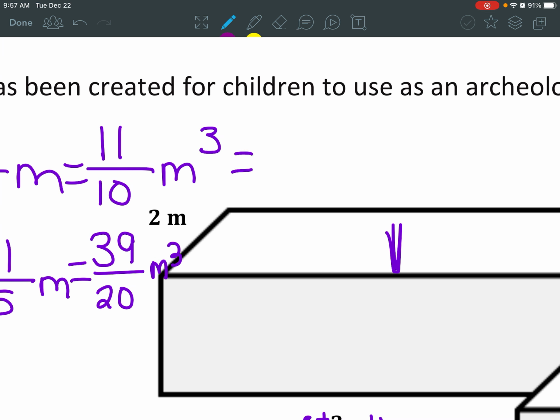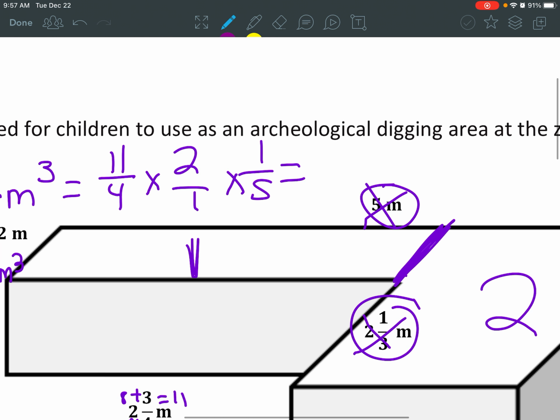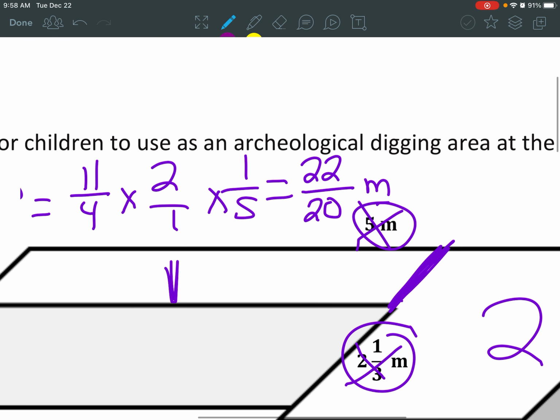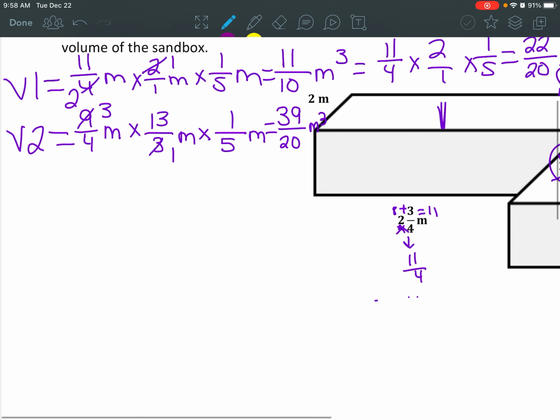I'm going to rewrite 11/4 times 2 over 1 times 1/5. And let's see if we get common denominators. 11 times 2 is 22, times 1 is still 22, and then 4 times 5 is 20, times 1 is 20. Okay, and the label would still be meters cubed. So 22/20 and 39/20, and we need to add them together.